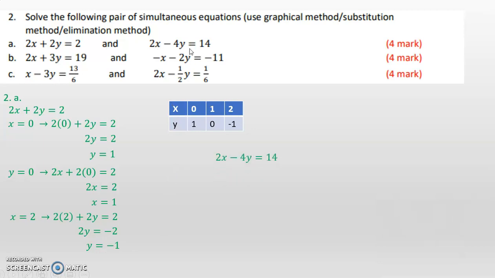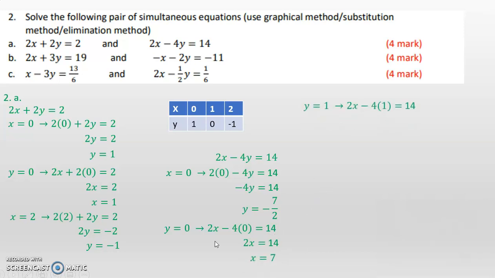Next, the second equation, 2x minus 4y equal 14. Here we input x equal 0, the same. We get -4y equal 14. Next, we continue again. Here, y equal 14 divided by -4 equal -7 out of 2. Next, we input y as 0. We get 2x equal 14 and then x equal 7.